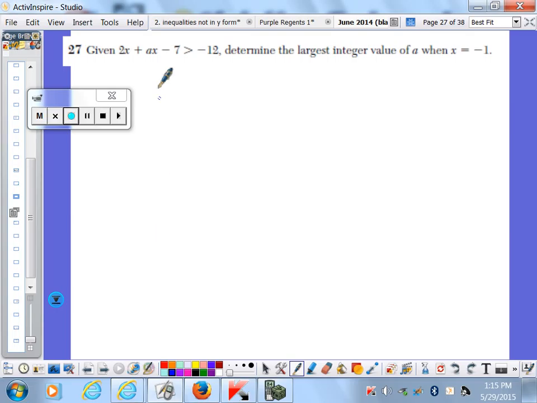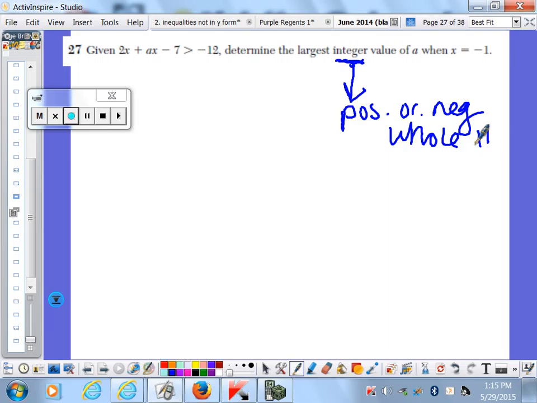Number 27. Given this inequality, determine the largest integer value of a when x equals -1. We've seen the word integer pop up a few times so far in our Regents practice, and you need to recall that an integer is a positive or negative whole number. So we must know our definition for an integer. So given this inequality, they are telling us that x is -1. So what I'm going to do is plug in -1 everywhere I see x. So x is here, x will go here, and I'll rewrite the rest.